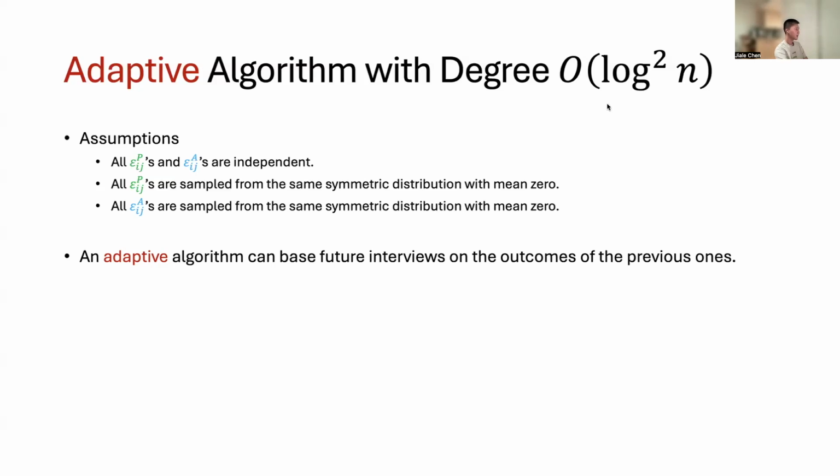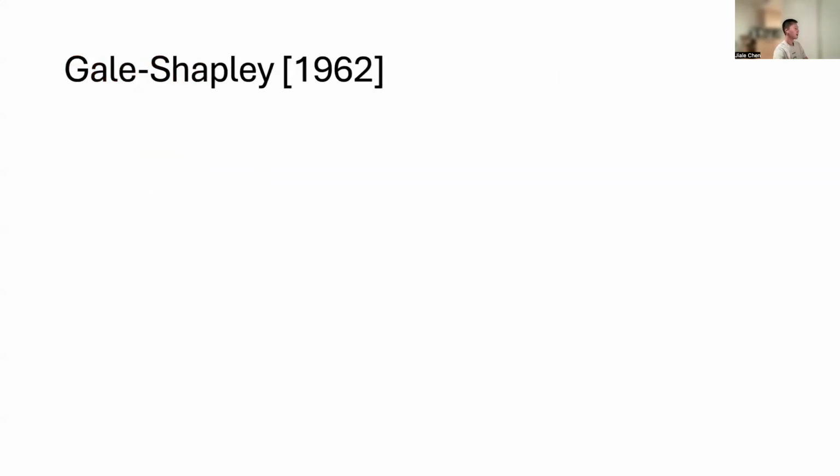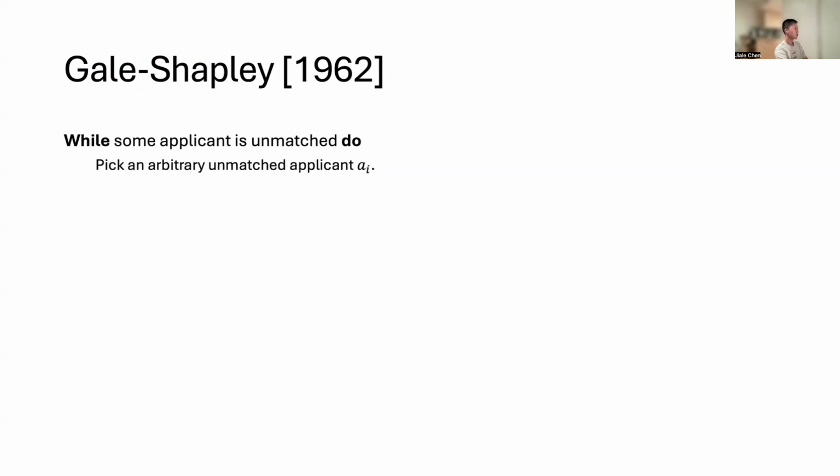Before showing the detail of our adaptive algorithm, let's introduce the classical Gale-Shapley's algorithm in the model with complete information of preferences. In Gale-Shapley's algorithm, while some applicant is unmatched, the algorithm will pick an arbitrary unmatched applicant A sub I. And then it'll look at beta of A sub I, which is the most preferred position from which the applicant is not rejected yet.